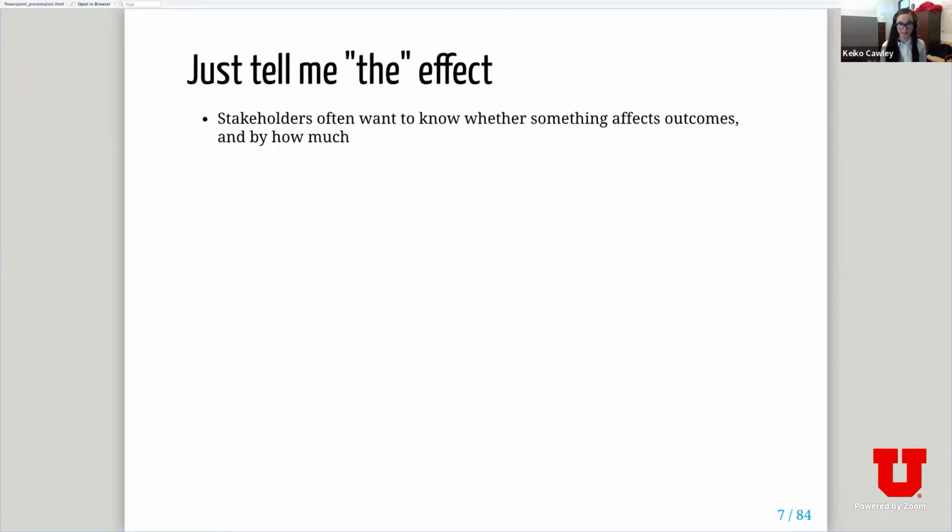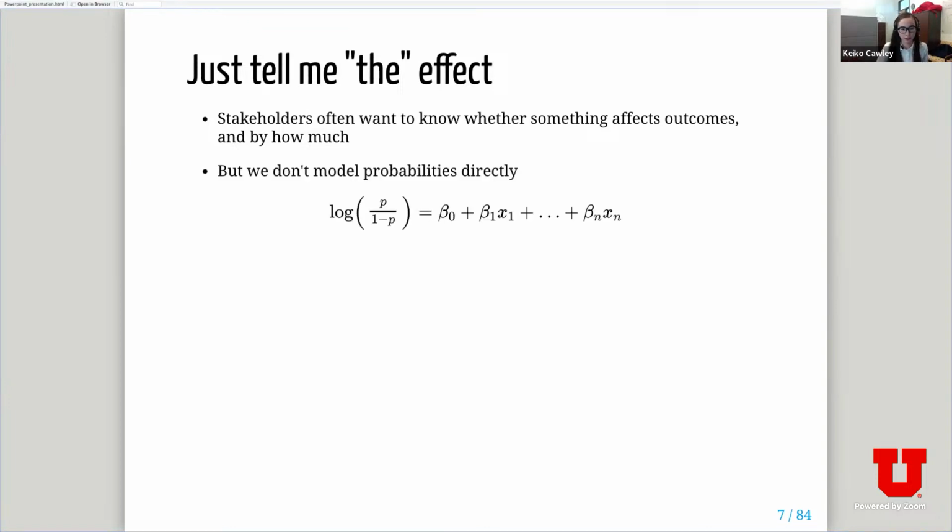And that's kind of the key here, right? The stakeholder is going to want to know, yeah, my workshop increases the student's chances of passing English 1010 by 30%. But if you recall, right, with the logistic regression equation, we're not modeling probabilities directly, right? This is what we're modeling here. And so what that means is our model outputs are going to be in the log odds.